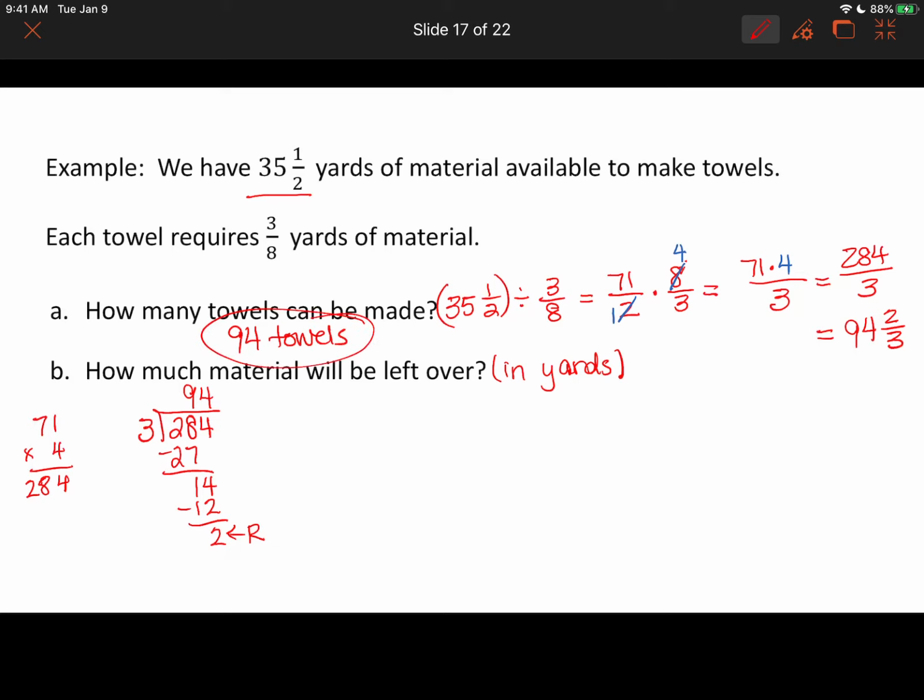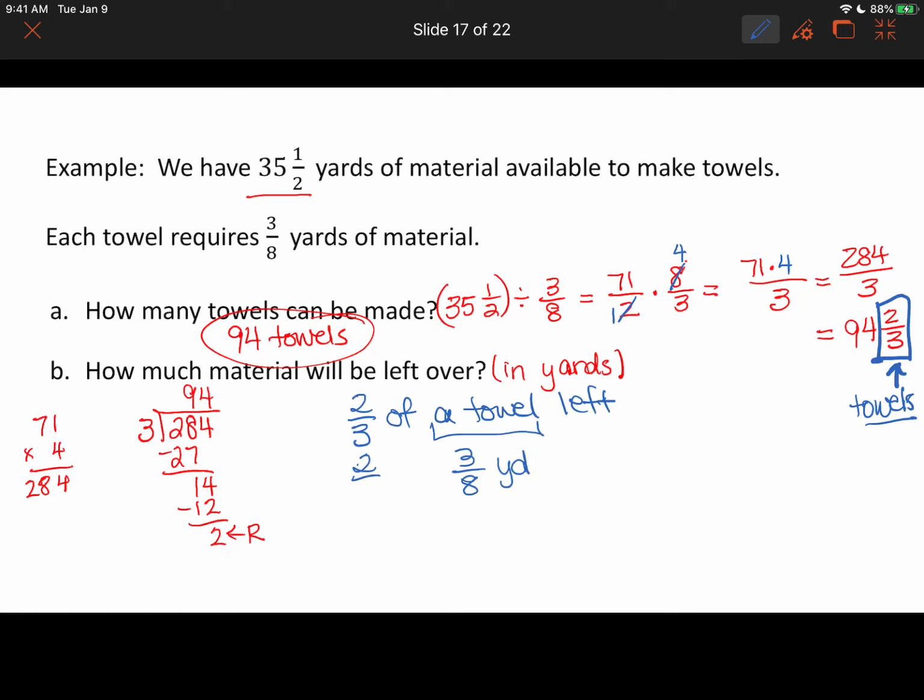And how much material will be left over? Well, the 2/3 is my remainder, or my remaining material. But this is in units of towels, right? So I have 2/3 of a towel left. But what is a towel? A towel is 3/8 yards of material.